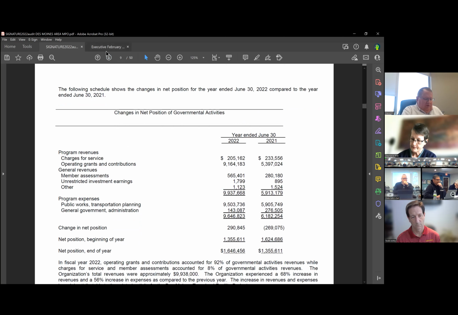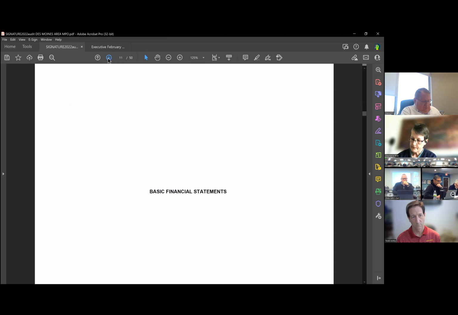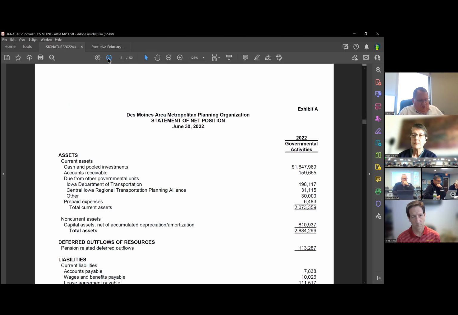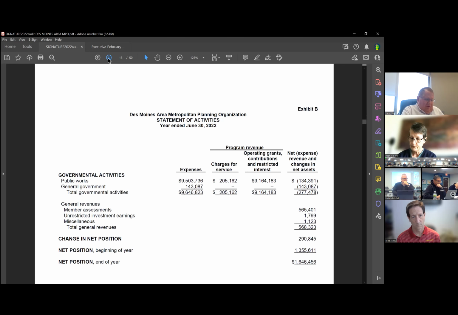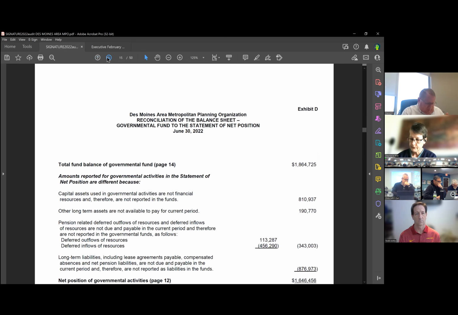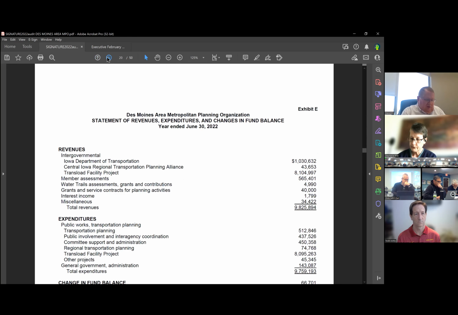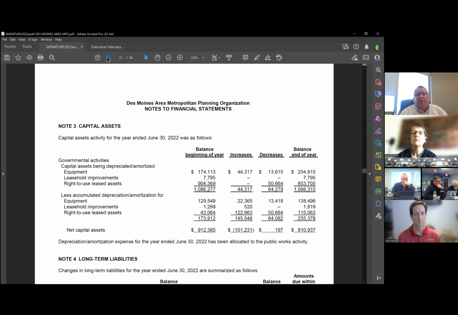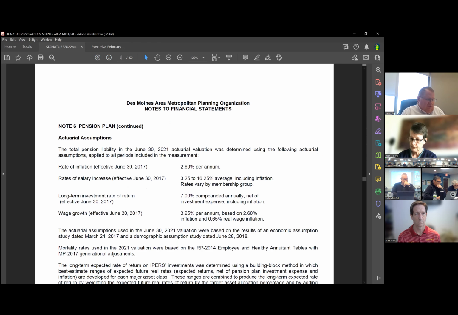Let's skip all the way back towards the back of the report to your schedule of expenditures of federal awards, federal awards, I should say. So during the year, this is on page 36, you expended $8.4 million in federal expenditures.